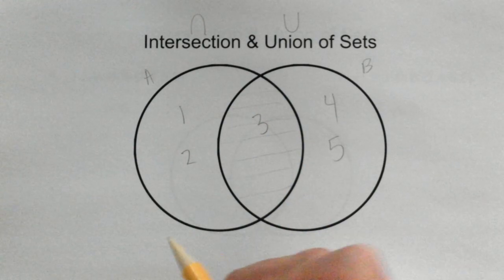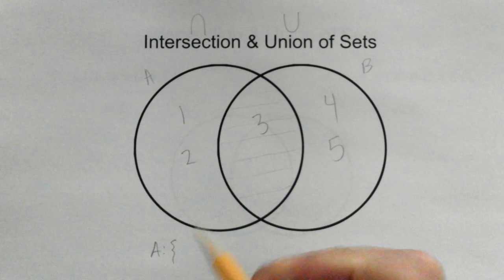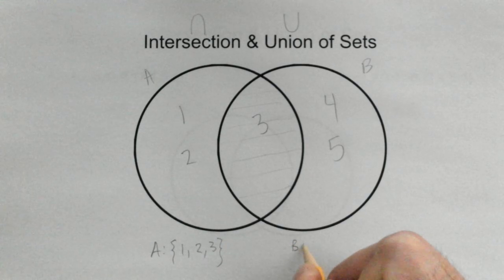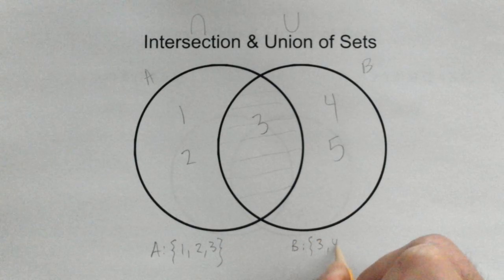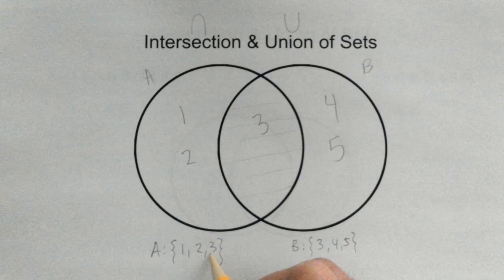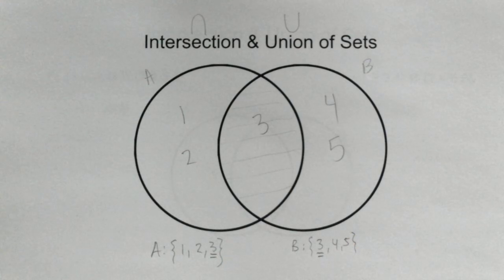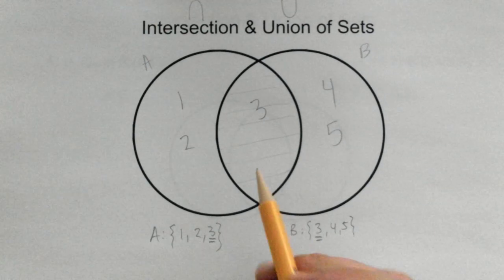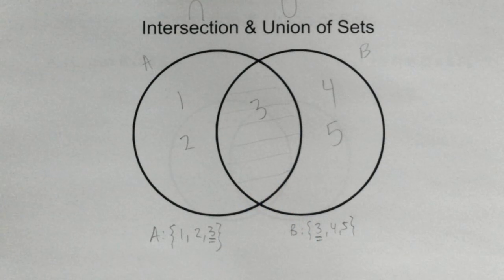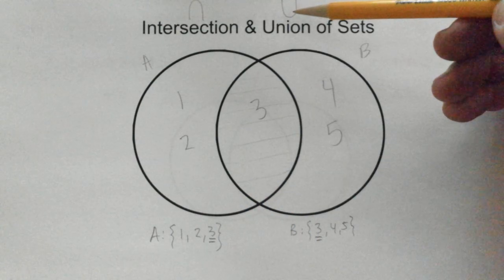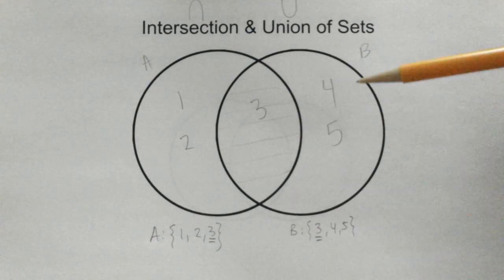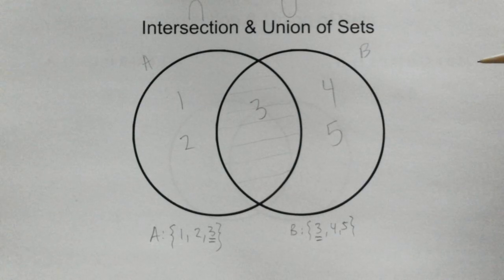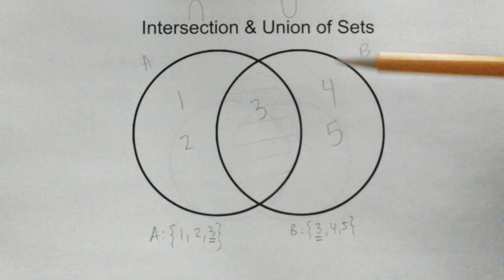I can write this like so: set A has the elements 1, 2, and 3, and set B has the elements 3, 4, and 5. Notice how they both have a 3 in common, and that's why the intersection of these two, the part that overlaps, is 3. Now, when we're referring to union, we're talking about uniting these two sets together. If we were to unite these two sections, what values would we have? Well, everything in A and everything in B.